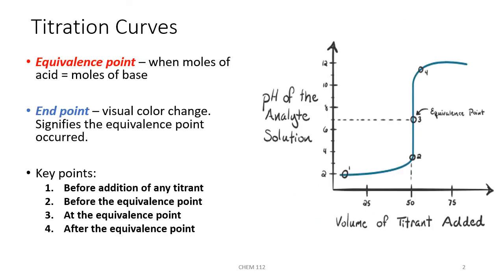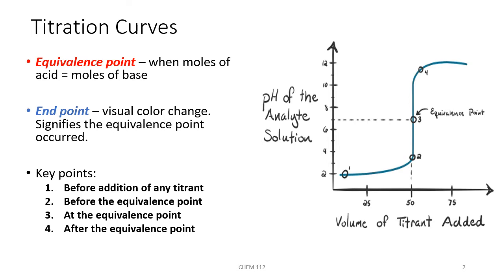When completing a titration, we're interested in finding out the equivalence point, or when the moles of acid are exactly equal to the moles of base. We can't look at a titration and know when we're at the equivalence point, which is why we use an acid-base indicator to signify the end point. The end point of a titration is where you actually see the visible color change.